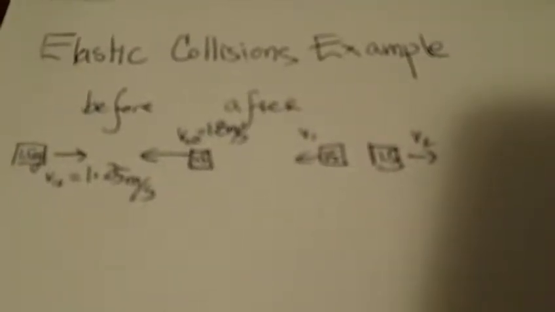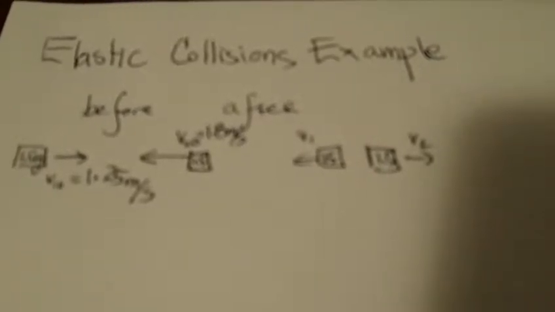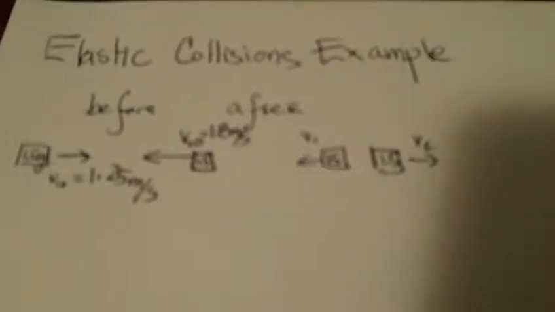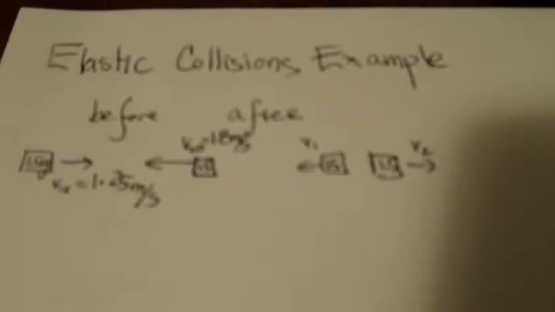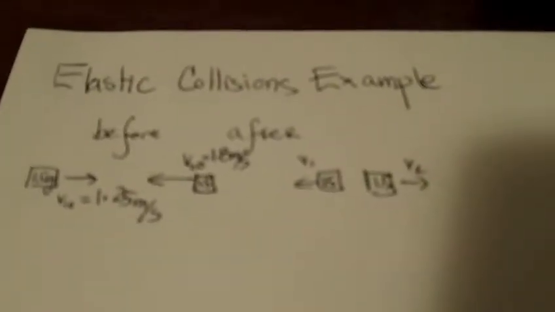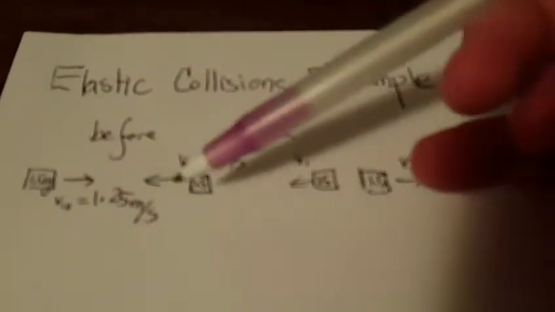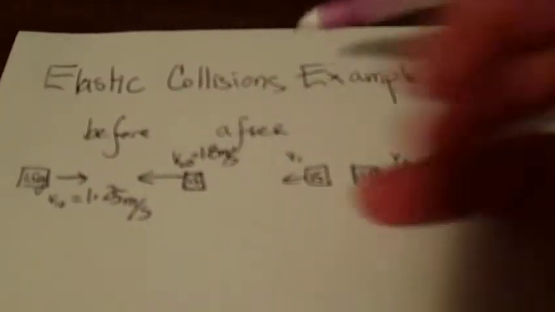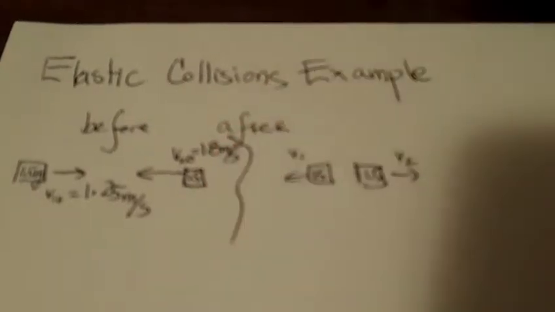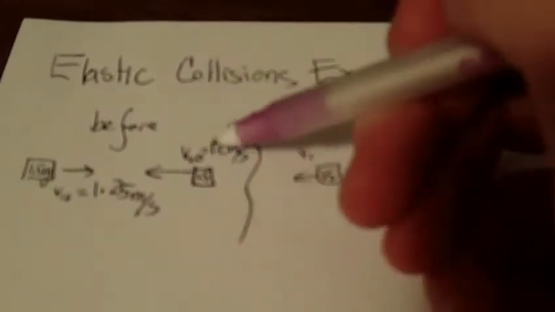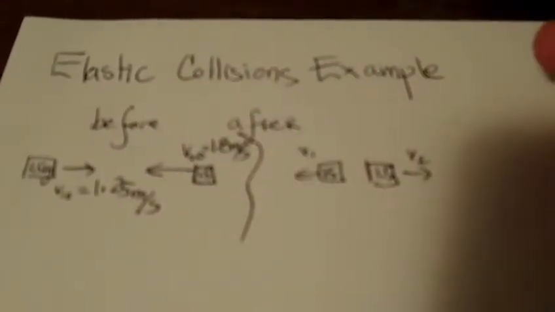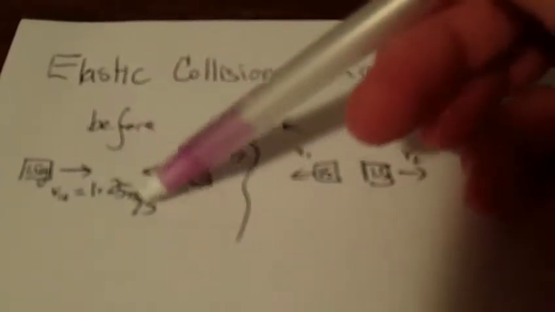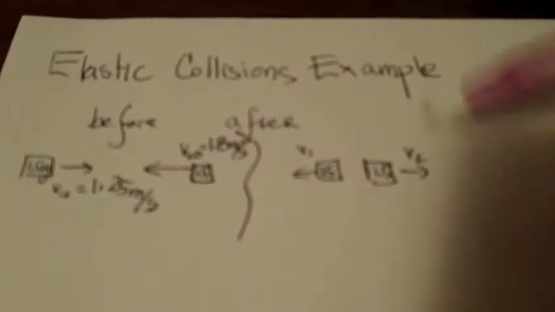So if you're watching this video, it's because you wanted to see an example problem of an elastic collision. The basic problem goes, there's two air track carts. They both have a mass of 1.5 kilograms, and initially, I'll draw a line between my before and after, they're heading towards each other with an initial velocity of 1.25 and 1.8.